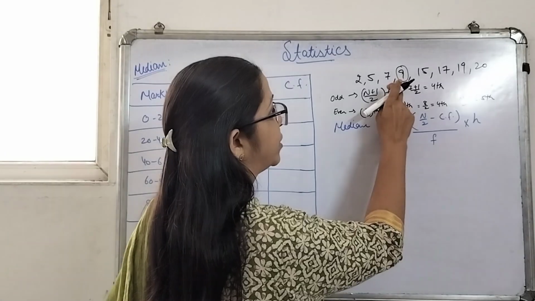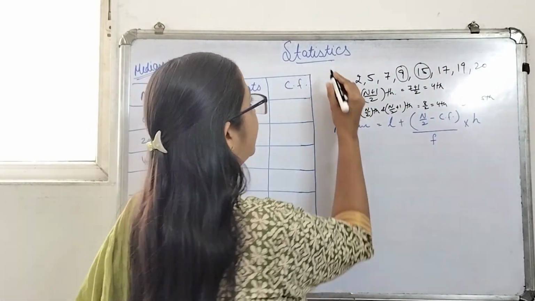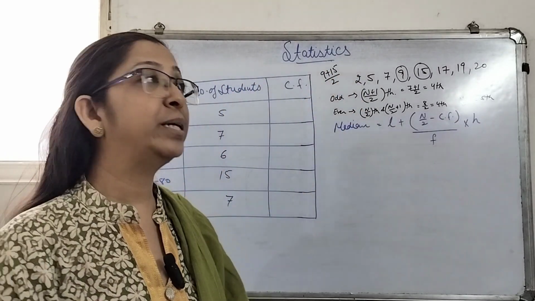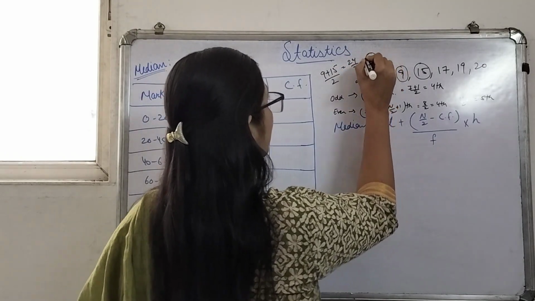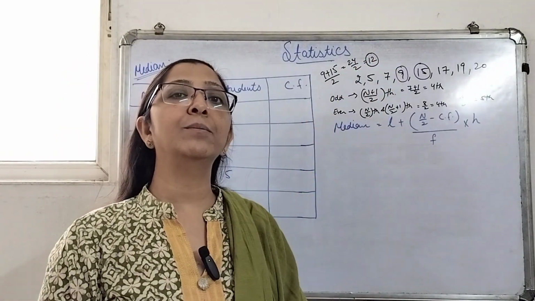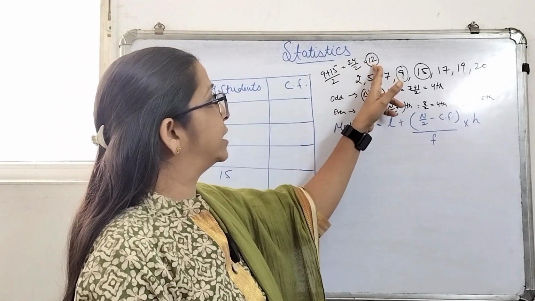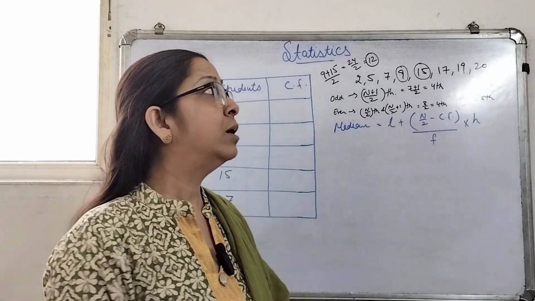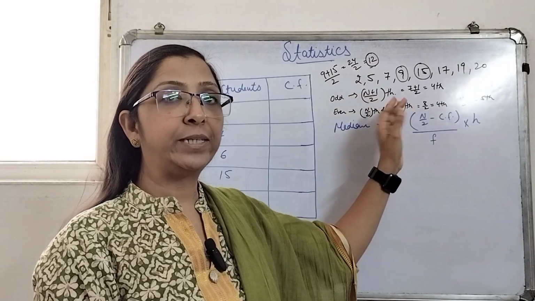Here we can see that the 4th observation is 9 and the 5th observation is 15. That means the median will be 9 plus 15 by 2. This will be the median. It will be 24 by 2, or we can say 12 is the median of the given observations. It is not compulsory that the median is one of the observations. Over here we can see that 12 is the median, and there is no 12 in all these observations. 12 is not there, but still 12 is the median. This is how we can find the median for ungrouped data.